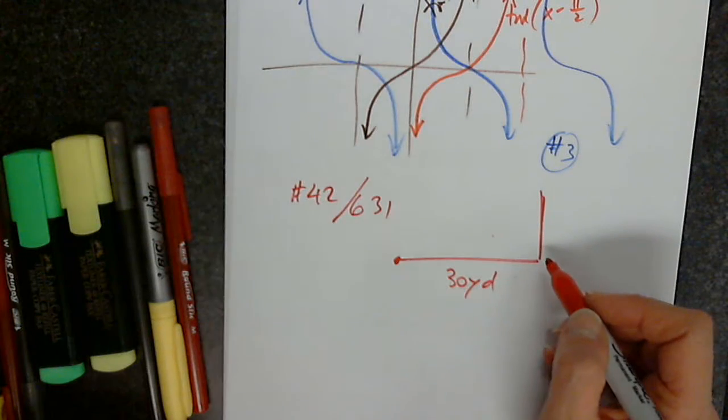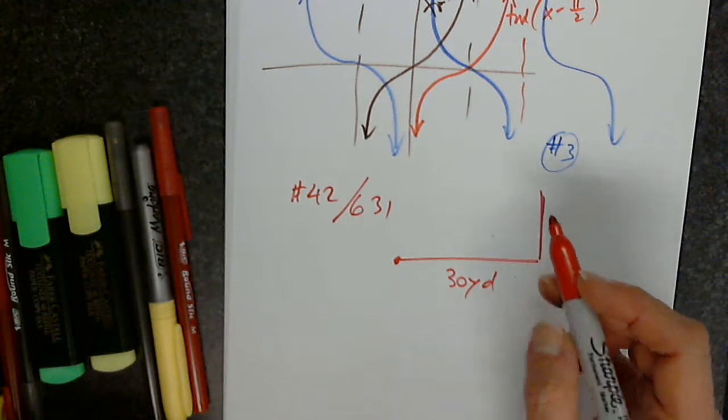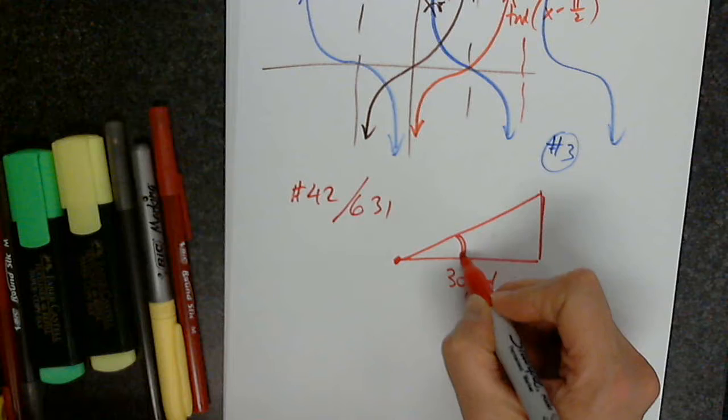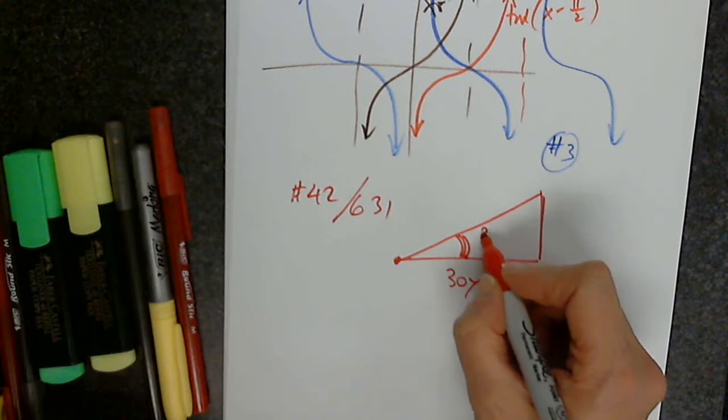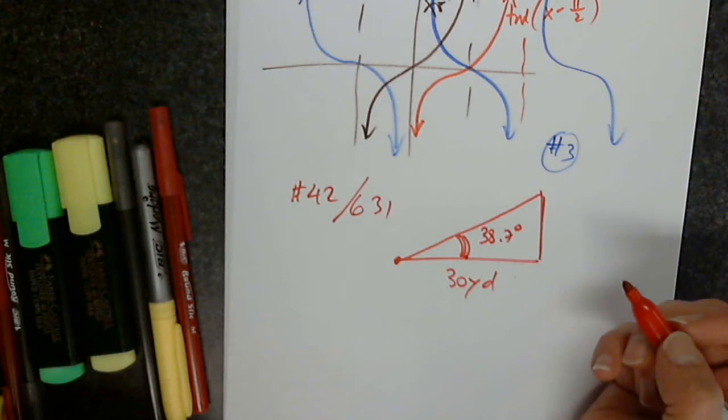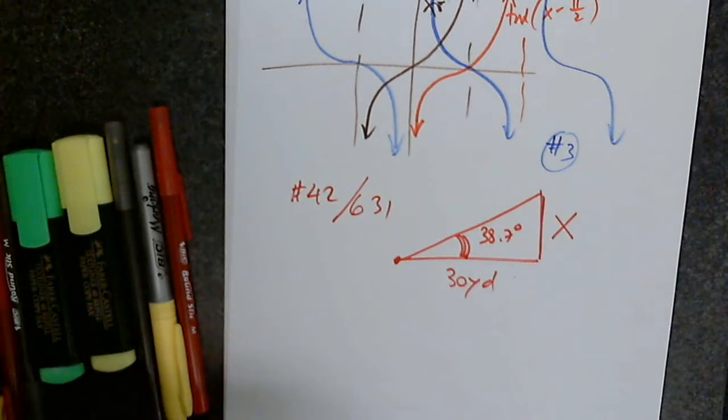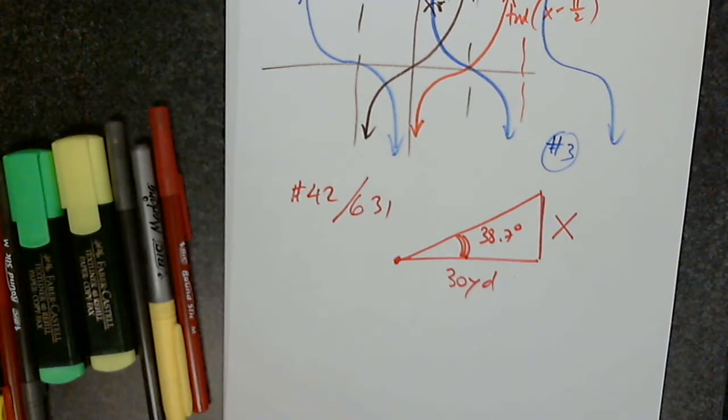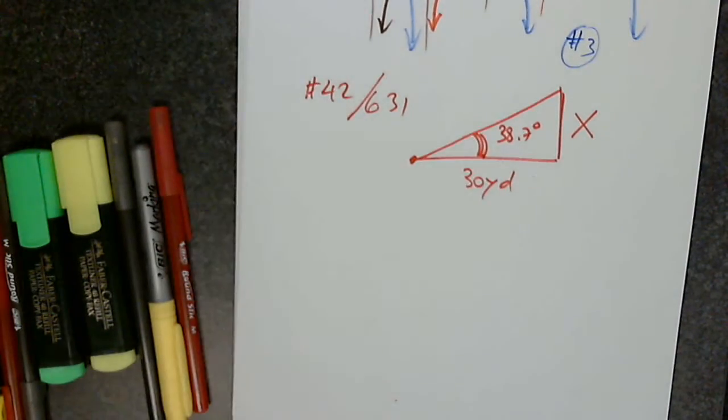From the base of a building, the angle of elevation, this is the angle of elevation, is 38.7 degrees. They want us to approximate the height of that building. Can anyone tell us what to do?